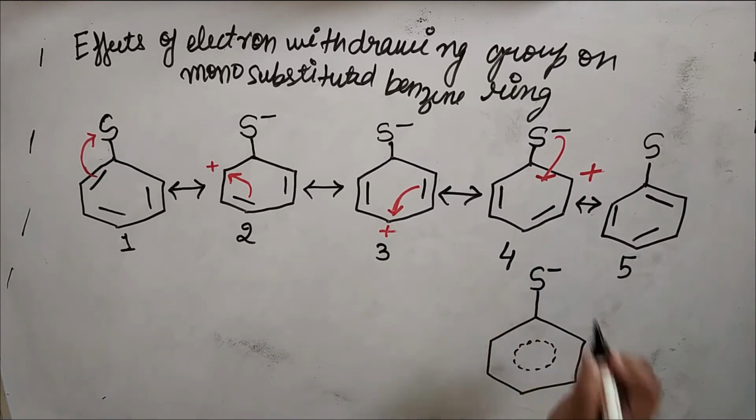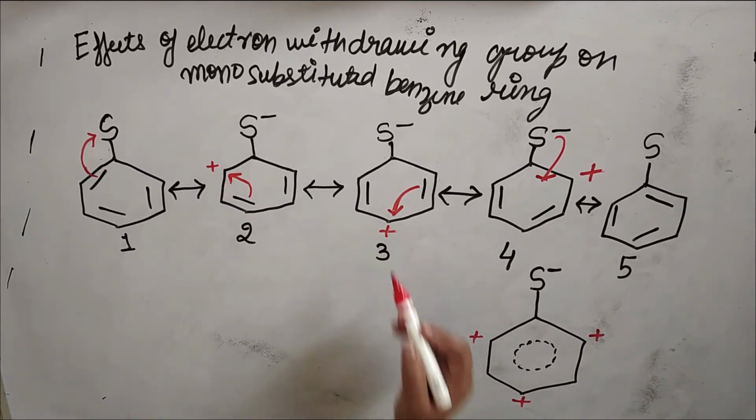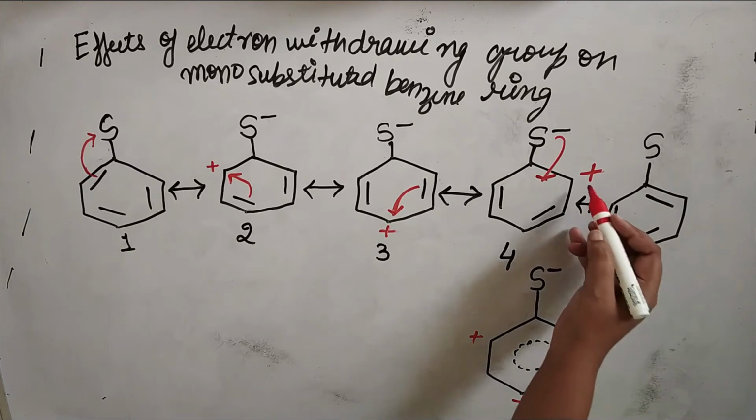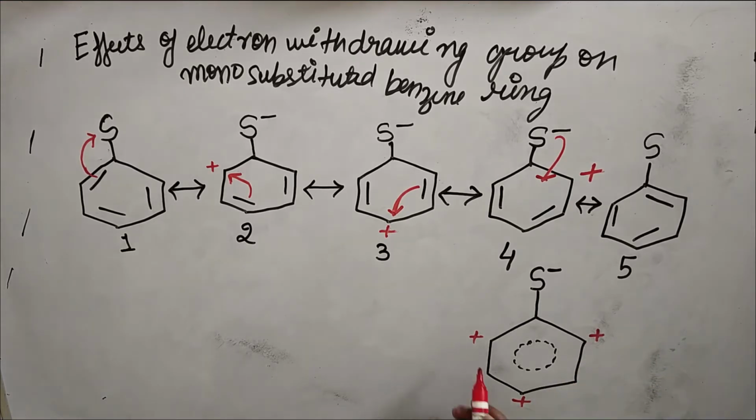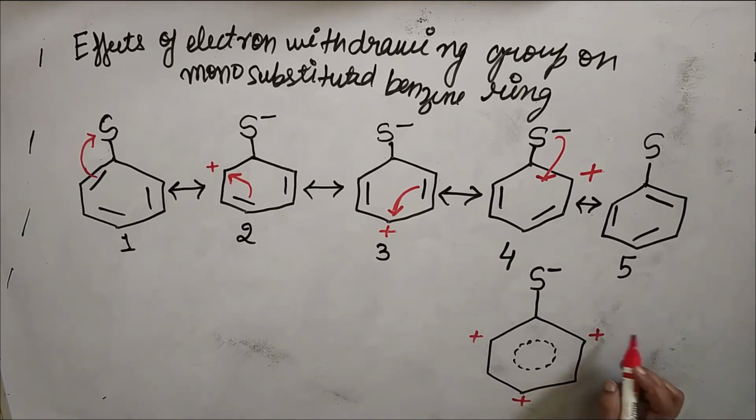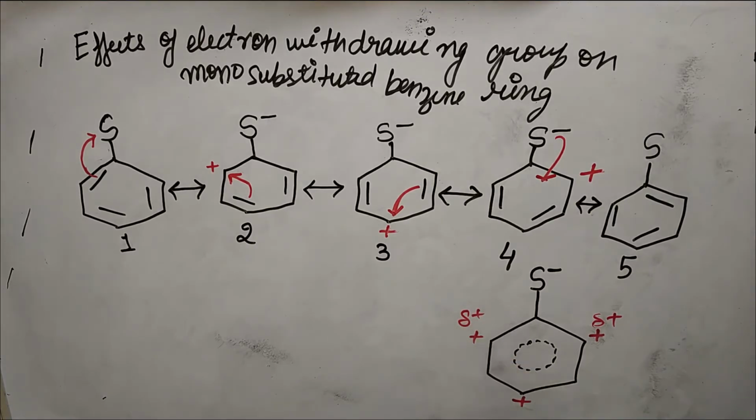If we compile all these structures, we can see that in the second structure a positive charge appears, in the third structure a positive charge is there, and in the fourth structure a positive charge appears. So all of these carry a partial positive charge at the ortho position and the para position. Here there are partial positive charges, partial positive charge here and partial positive charge here.